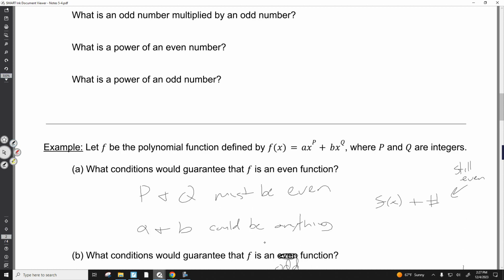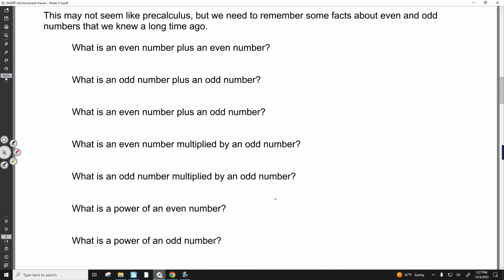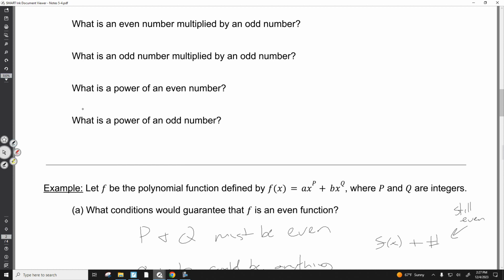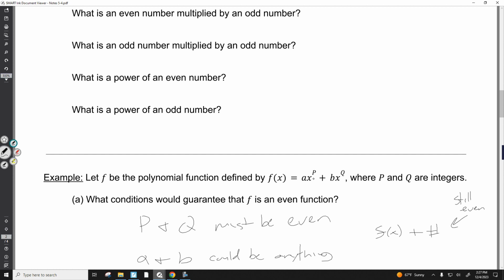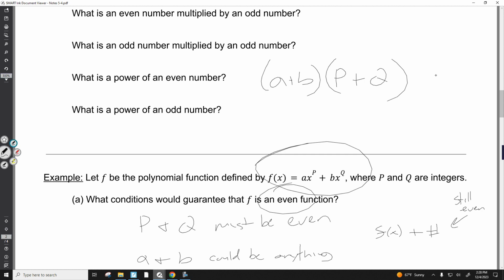Now, what you're going to see on your homework is like, hey, we got this function. This is even. Is P plus Q times A plus B even? Yes, no, or I don't know. Tell your neighbors.